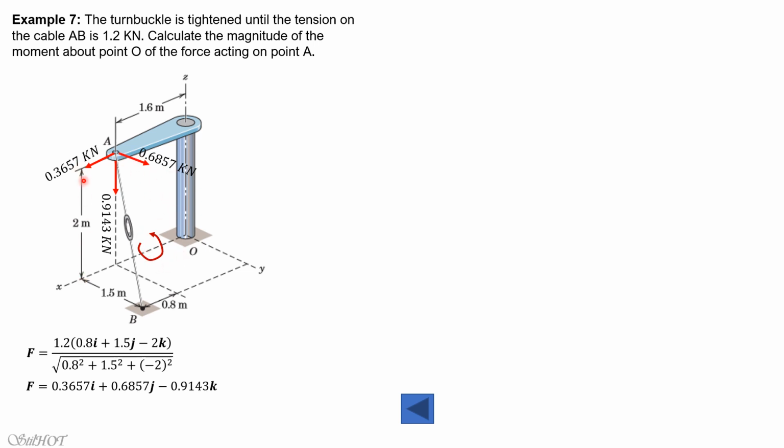0.6857 times 2 meters. That's the distance between this force and the x-axis through point O. So negative 0.6857 times 2. That's the moment about OX. The negative 1.3714 kilonewton meters.